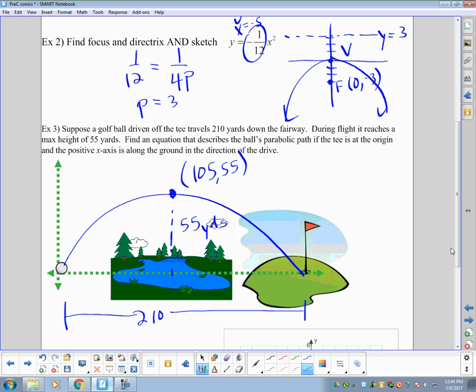Okay? So I have y minus k equals 1 over 4p, x minus h squared. Let's just fill in the blanks here. So y minus, what is the y coordinate of the vertex? 55. Yes. We'll wait on p just a minute here. x minus, the x coordinate of the vertex is 105.